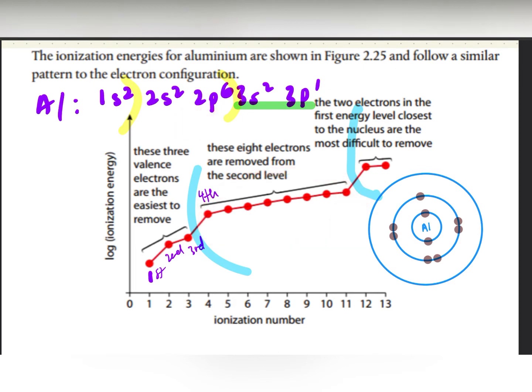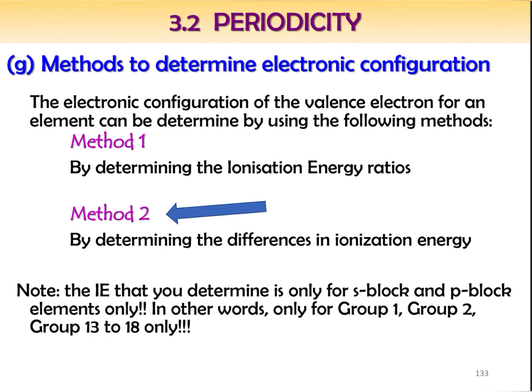Okay, and the last one, ini adalah yang paling susah untuk kita remove. Okay, so maksudnya dia adalah yang paling mendekat dengan nucleus. Okay, so you can see the explanation here lah. Okay, the easiest to be removed itu adalah valence electron, and the most difficult to be removed maksudnya dia menghampiri nucleus.